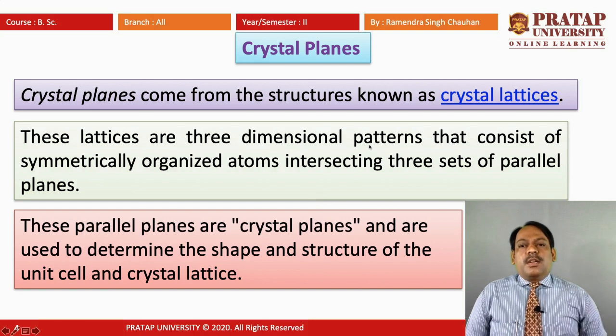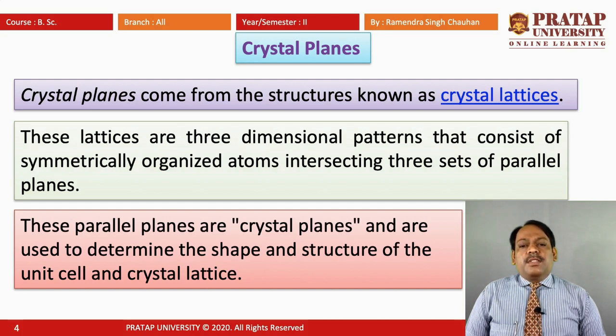Now crystal planes. So what are crystal planes? Crystal planes come from the structures known as crystal lattices. These lattices are three-dimensional patterns that consist of symmetrically organized atoms intersecting three sets of parallel planes.